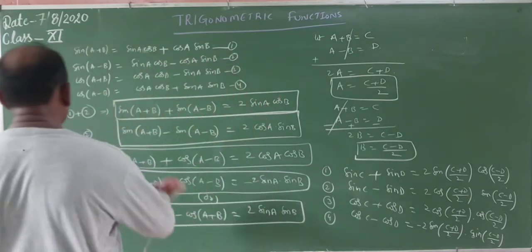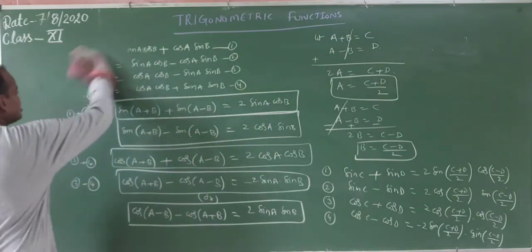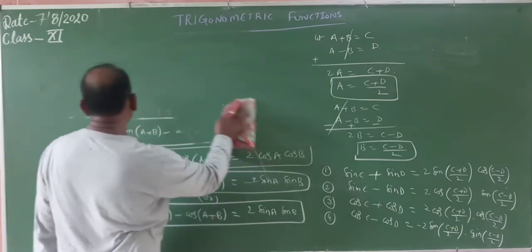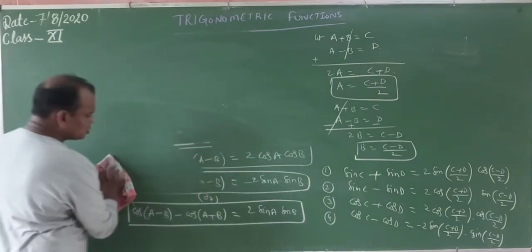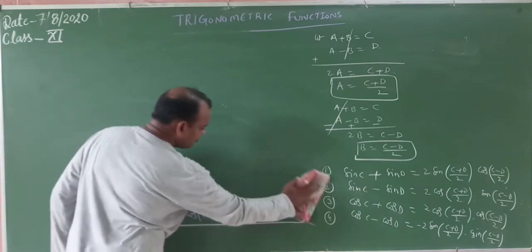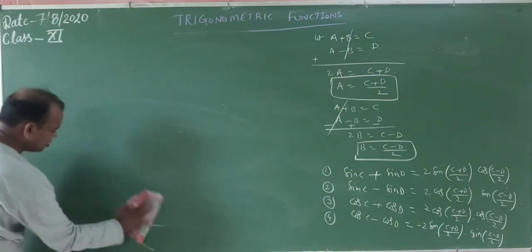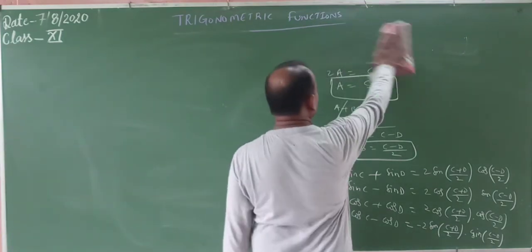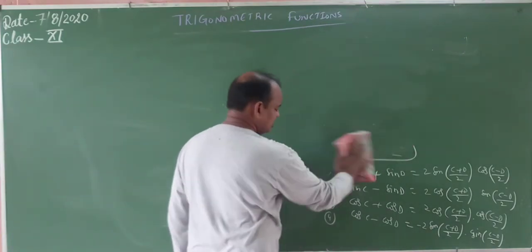Now we discuss the remaining formulas: tan C plus tan D. It is very important for the calculus part. Those formulas must and should be important. Multiple and submultiple angles, all formulas. Don't neglect them. Okay.